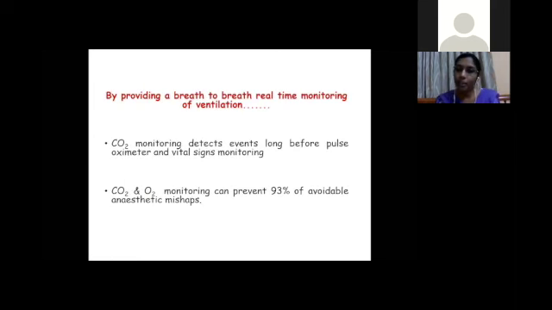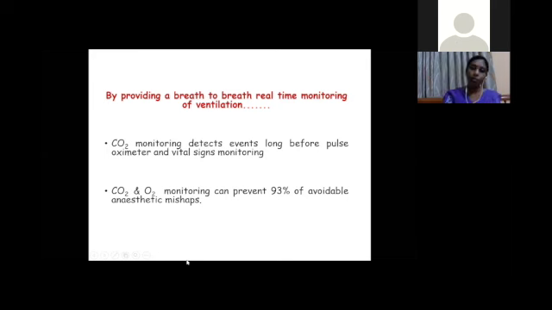By providing breath-to-breath real-time monitoring of ventilation, carbon dioxide monitoring detects events long before the pulse oximeter and vital signs monitoring show that there's a problem. For example, consider there has been a disconnection. By the time desaturation has occurred, it's already late. But when we are monitoring the EtCO2 waveform and there's an abrupt stop in the waveform, we get alerted and look into the cause. Carbon dioxide along with oxygen monitoring can prevent 93% of avoidable anesthetic mishaps.